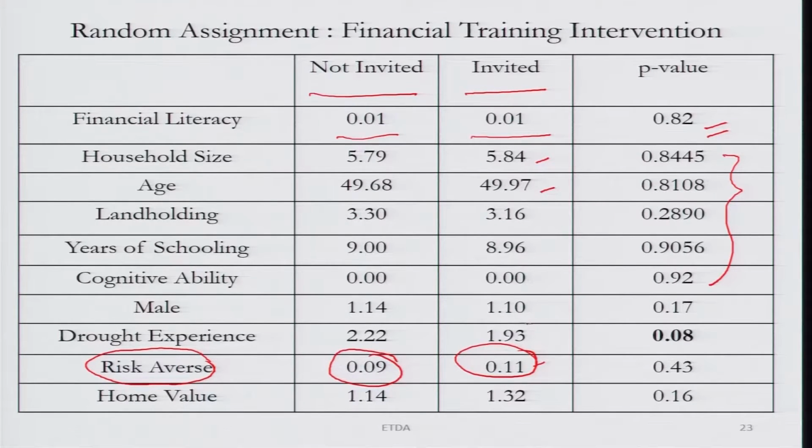What is slightly different between the treatment and the control group over here is the drought experience. It turns out that people who were invited to the financial literacy program had a lower probability of experiencing drought than the people who were not invited to the financial literacy training program, and this difference is significant at the 10% level. So, we will see what we can do about it later.